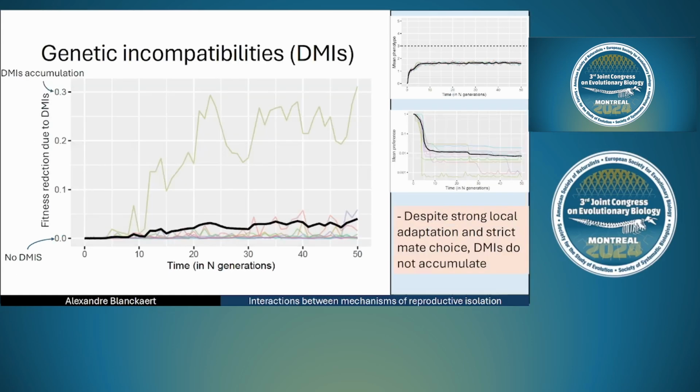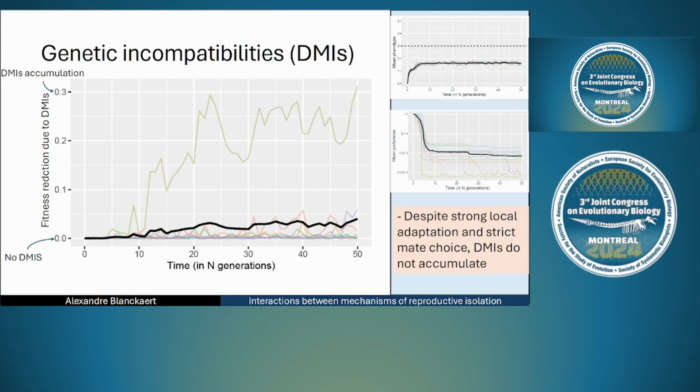Finally, we can look at the evolution of DMIs and whether they will accumulate or not on the genome. It's always the same plot, except this time the y-axis is simply how much fitness is reduced due to the presence of DMIs in the genomes. On the bottom, it means no DMI accumulates, and on the top, it means that some DMIs have accumulated. In almost all cases, nothing happened. There was no DMI accumulation.